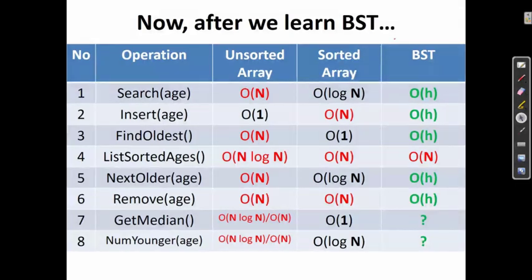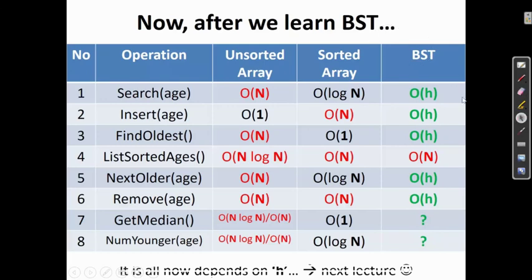table implementation. We have a sorted array implementation. Now we can have a BST implementation. How would I implement search for an age if I use BST? Just use the search function, which is O(h) time. Insert, just use the insert operation, O(h) time. Find oldest, just call find max, O(h) time. List sorted ages, how do I do that? Perform in-order traversal, and I will list everything in sorted order, so it's O(n) time.